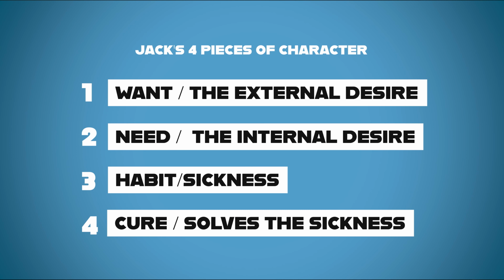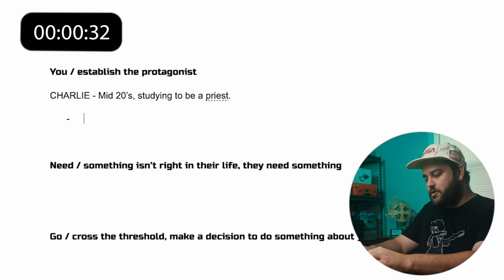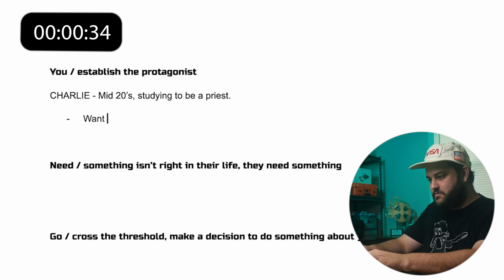Now I'm just going to make a couple notes based on the video that I put out last week. You should definitely check it out. There are a couple of key things to a character in my mind, and there's four things. There's a want, there's a need, there's a habit or a sickness, and a cure. Basically that wraps into your motivation of character. So we're going to call his want to be a priest.